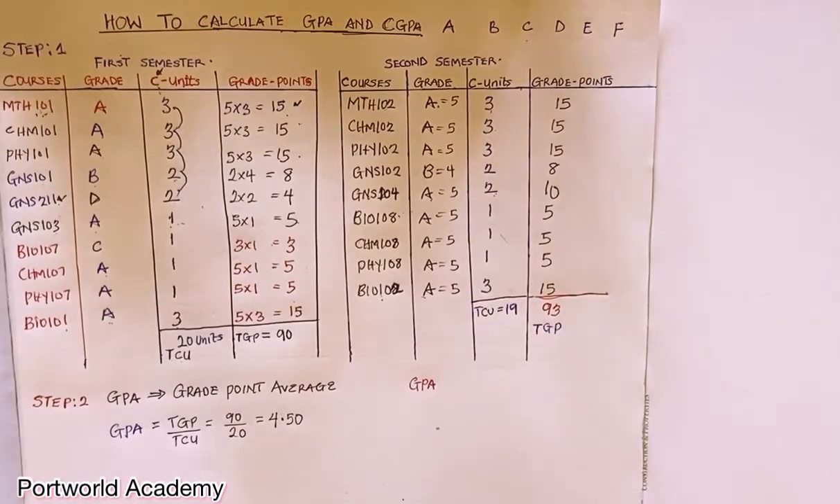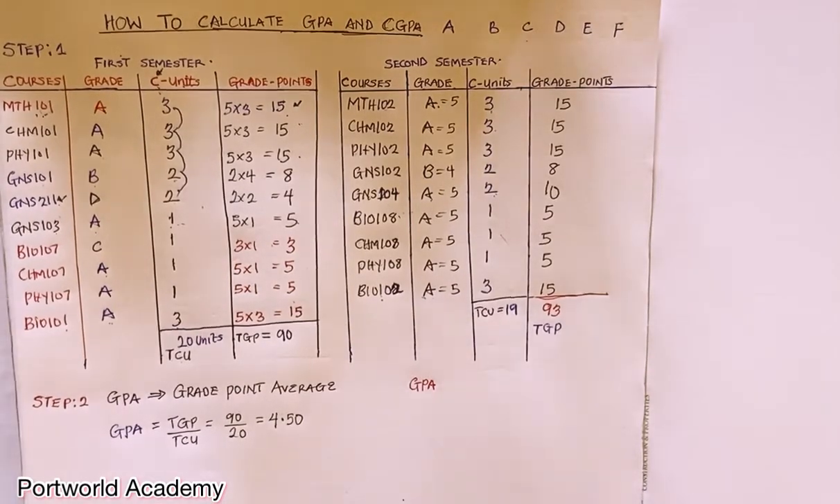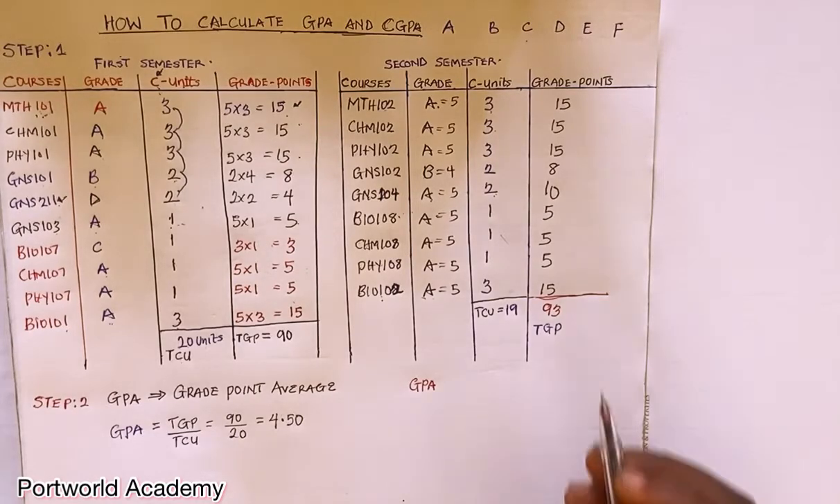Can you see down? For each semester, what you can have is the GPA. But for the whole session, that's the cumulative grade point average. You can only have your cumulative grade point average after the whole session. But each semester, you're going to have a GPA. That's just it. Now look at this down.